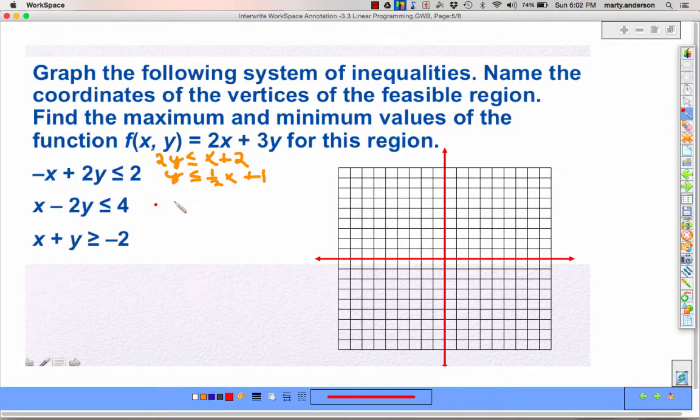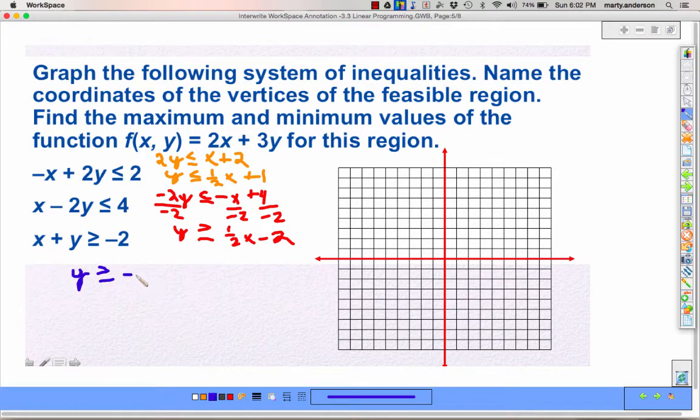Second one, negative 2y is less than or equal to negative x plus 4. If I divide by a negative, we must switch the sign. So y is greater than or equal to 1 half x minus 2. Watch out for those negatives. And the last one, toughie, y is greater than or equal to negative x minus 2.